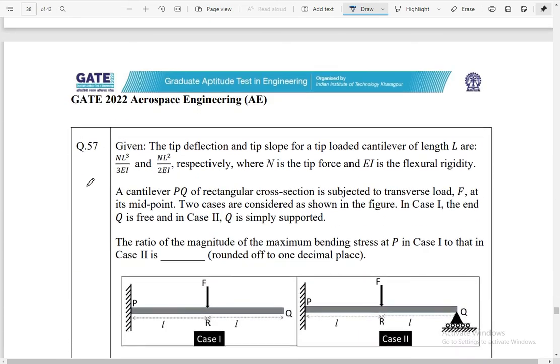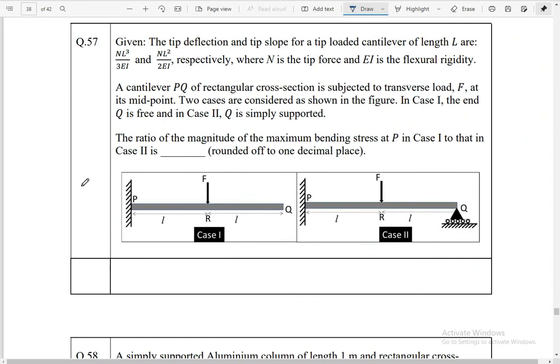Question number 57. The tip deflection and tip slope for a tip loaded cantilever of length L are given. A cantilever PQ of rectangular cross section is subjected to transverse load F at the midpoint. Two cases are considered as shown in the figure, case 1 and case 2. Case 1 is free and case 2 is simply supported. What is the ratio of the magnitude of maximum bending stress at P, this point, in case 1 to that of case 2?